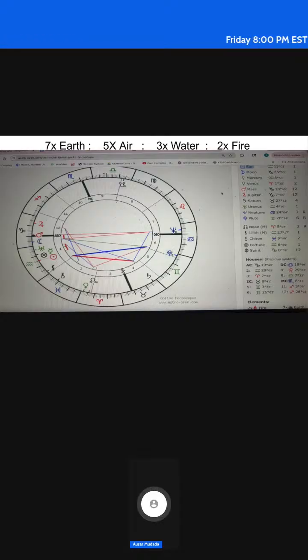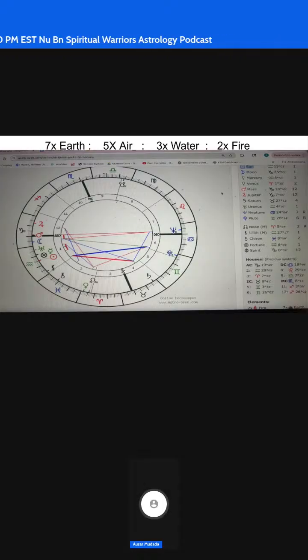Okay, if you look at it, you'll see that Mercury is 8 degrees Aquarius, and Uranus is 4 degrees Aquarius. So that's within that 5-degree range. So I would say that they are conjunct. The next question is, well, what house are they conjunct in?